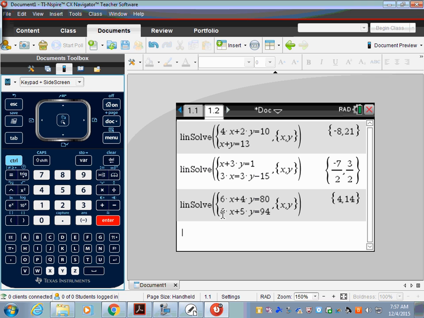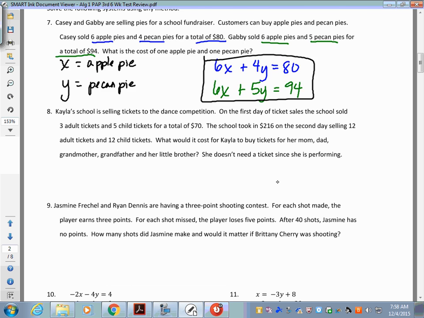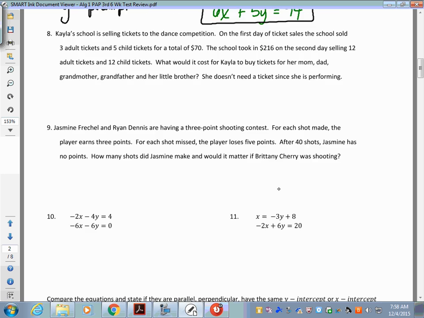And the cost of 1 apple is $4 because that was our x. And the cost for 1 pecan is $14. So there we go. There's your trick. Just indicate if you're using your calculator or calculator usage. We need to come up with an acronym or something for that. You have to write the equations here for word problems.